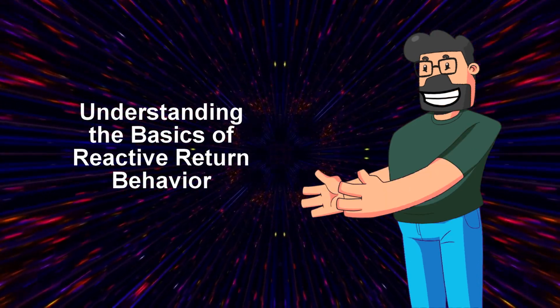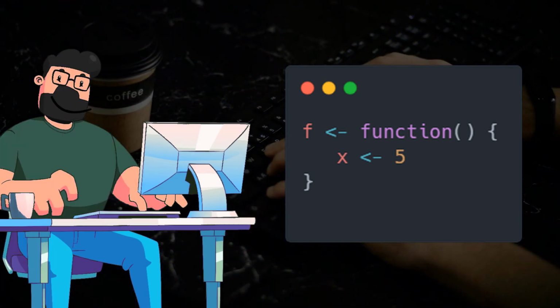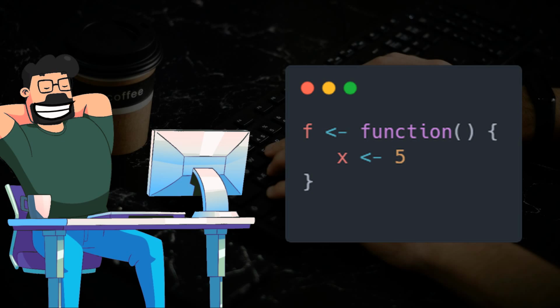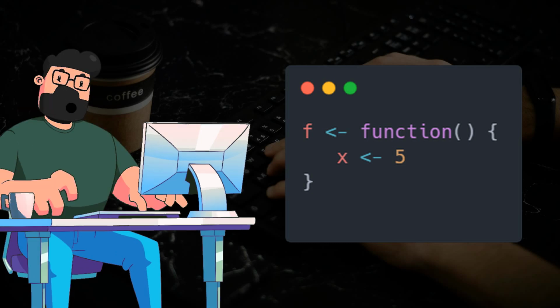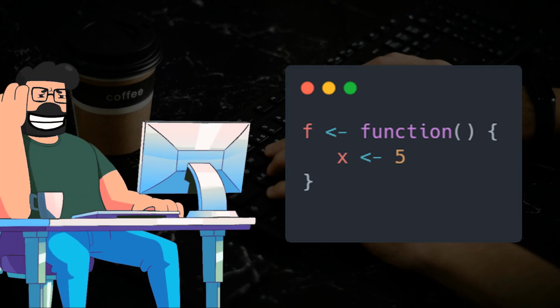Now let's get into the nitty-gritty of this problem. Focusing on the solution that we've explored, let's look at a specific piece of code. Consider the function f <- function() x <- 5. When this function is called with f(), it doesn't produce any visible output. However, the function actually returns the value 5.